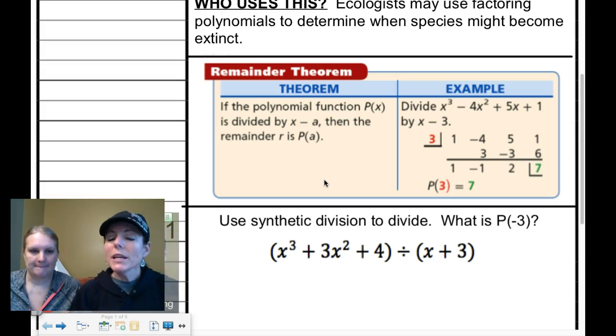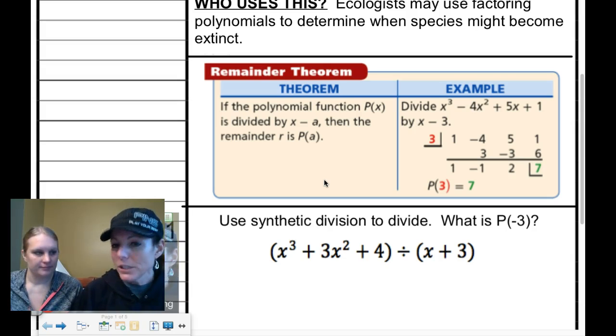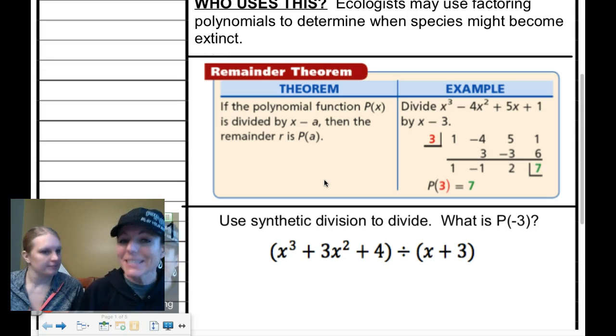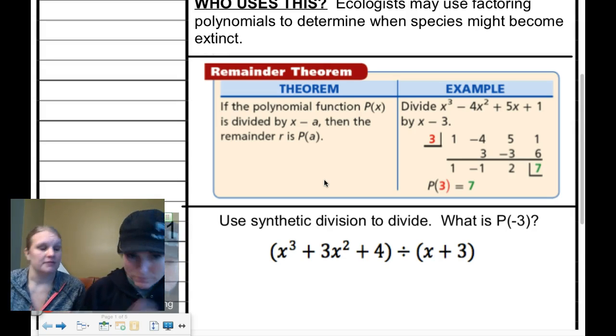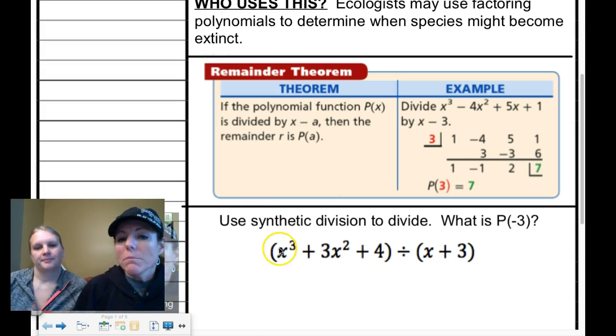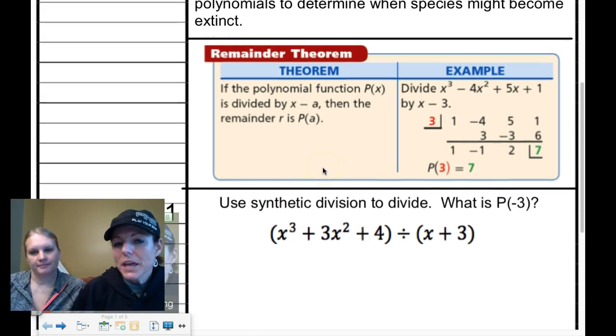So when we use synthetic division to divide a binomial into a polynomial, and the remainder is 0, that means it is a factor, because there's nothing left over. Correct. Okay. But before we go on to that though, we're going to do something else.